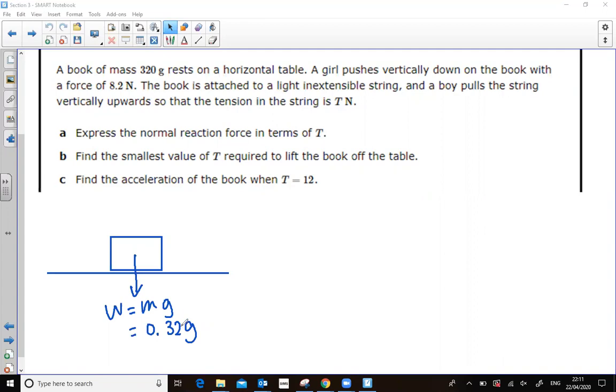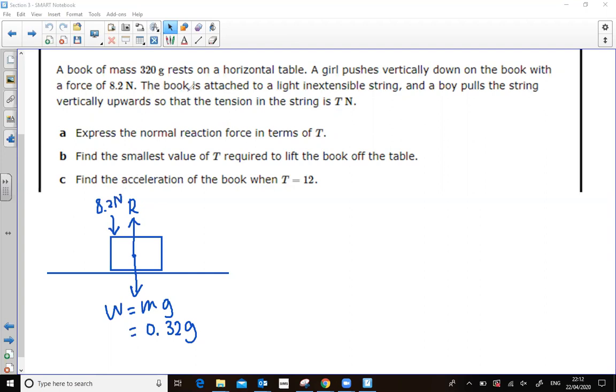Okay, so what else is acting on the book? Well, because the book is resting on a table, that means there will be a normal reaction force, which is R. Unfortunately, we don't know what R is at this moment. Now let's have a look what else is acting on the book. In the question, it says a girl pushes vertically down on the book with a force of 8.2 Newton. So let's say we have a force pushing downwards, and that's 8.2 Newton.